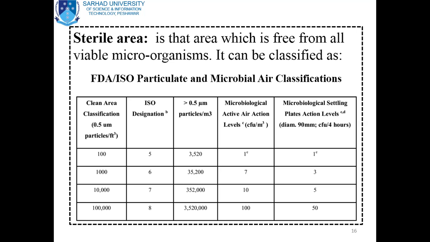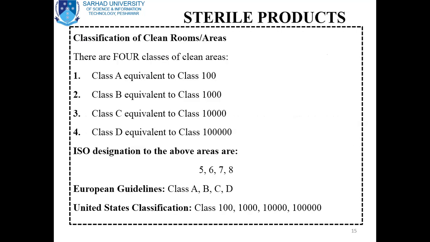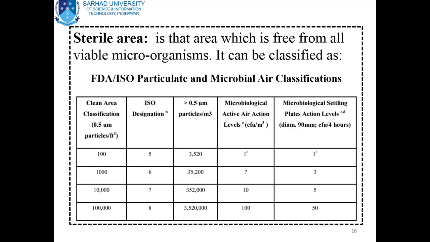You can also use the other designation, that is the European class A, or according to the United States class 100. We can use the European standard class A for this first one. In the third row you can see more than 0.5 micron particles per cubic meter. This amount is 3520 particles per cubic meter having the size more than 0.5 micron. If it is more than that, then that will not be a class 100 area.